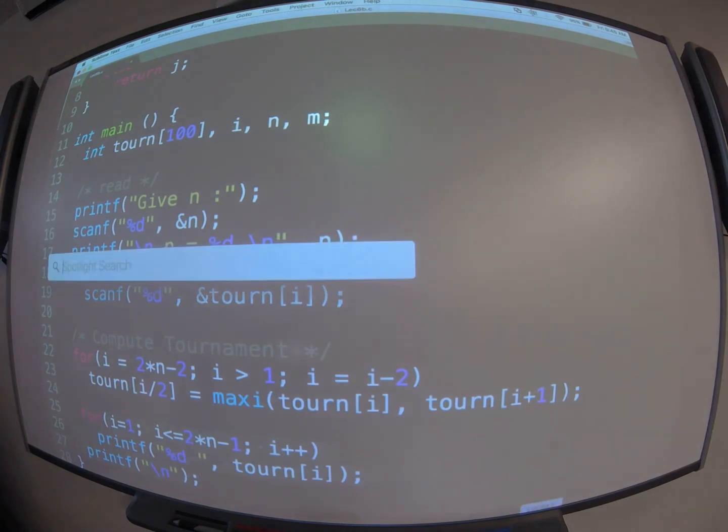So let's quickly run this. Any questions about this program?